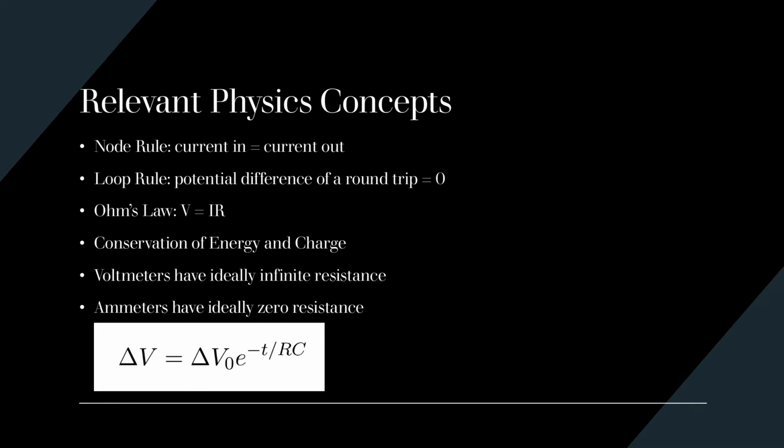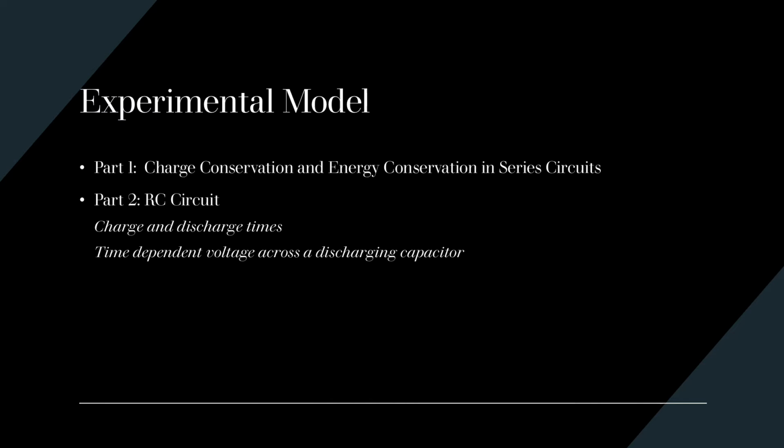The relevant physics concepts included the node rule, which says the current in must equal the current out, and the loop rule, which says the potential difference of a round trip is equal to 0. Ohm's law, which says V equals IR, the conservation of energy and charge, the fact that voltmeters have an ideally infinite resistance, ammeters have an ideally zero resistance, and this lab-specific equation.